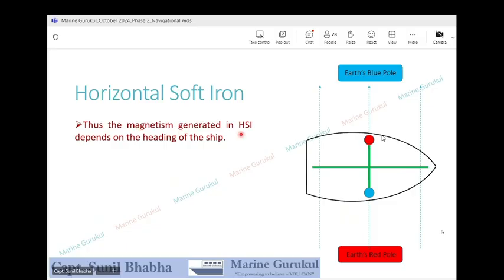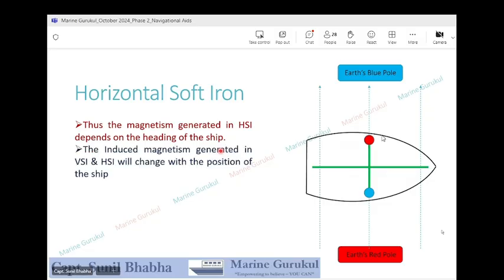Thus, the magnetism generated in HSI depends on the heading of the ship, because as the heading of the ship changes, the orientation of the HSI with respect to the magnetic field of the Earth also keeps on changing. The induced magnetism generated in a vertical soft iron or a horizontal soft iron will also change with the position of the ship. Now you see, the basic cause of the induced magnetism in soft iron structure is the magnetic field of the Earth.